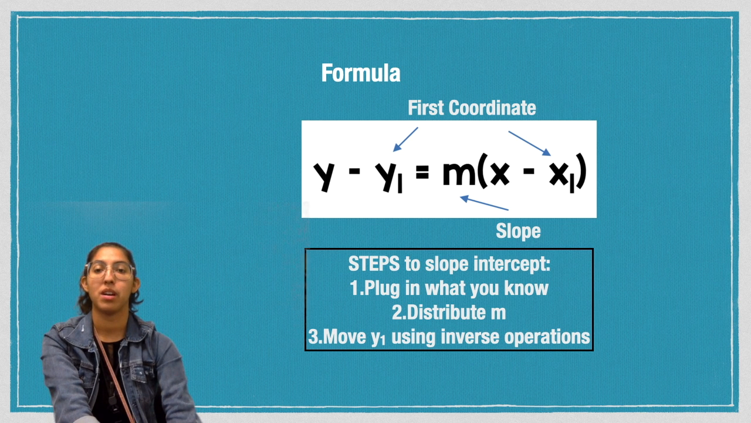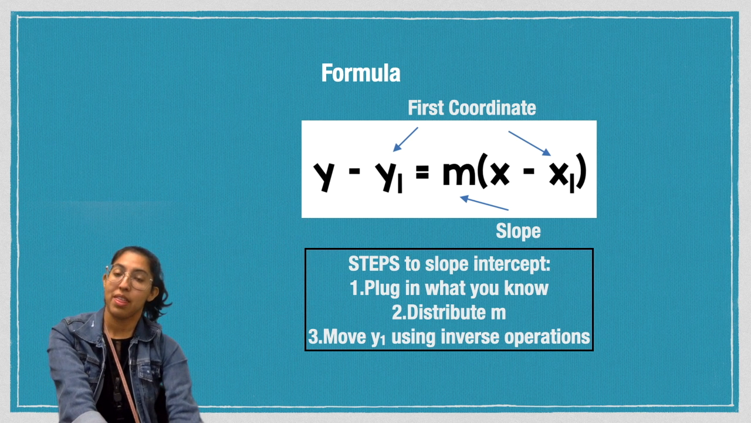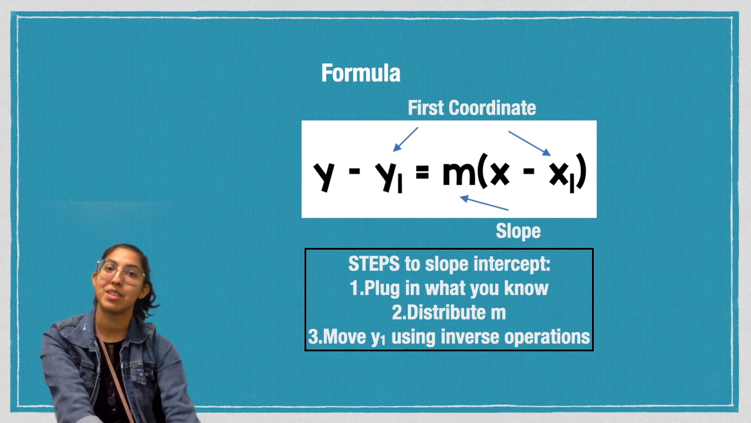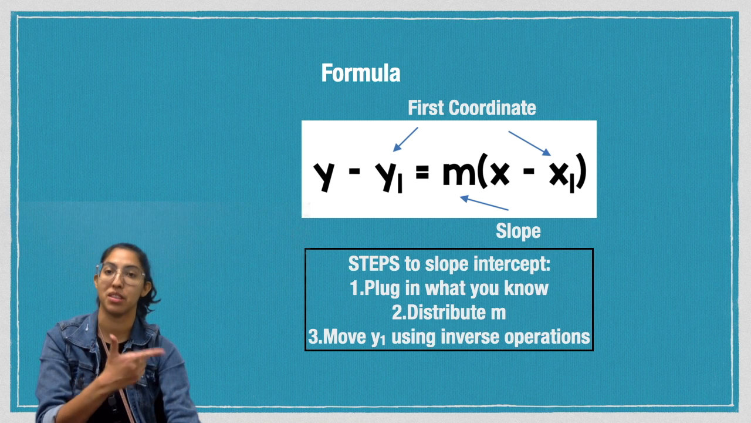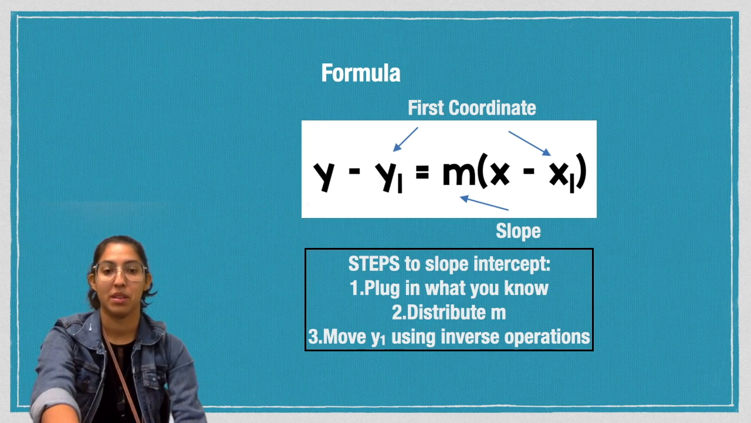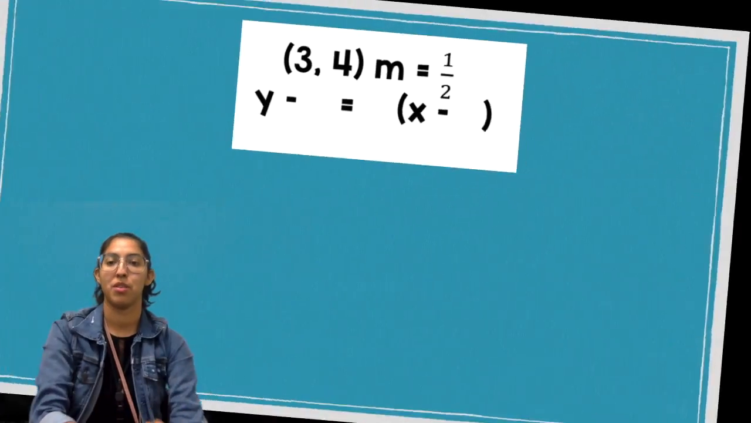If you are not given the m, like with 2 points, then tomorrow that's actually what we're going to look into. So today you'll be given a point and a slope, and that's it. So let's get this show on the road.